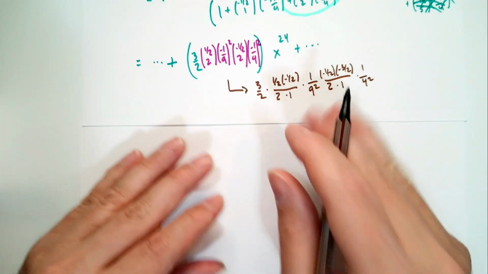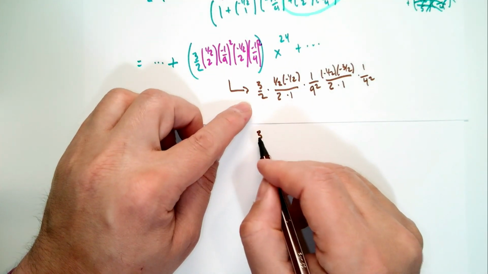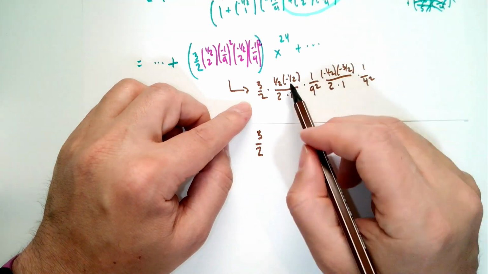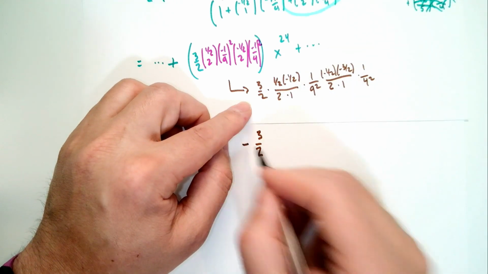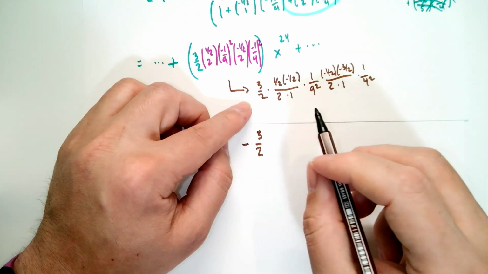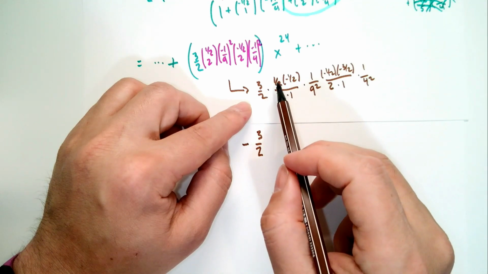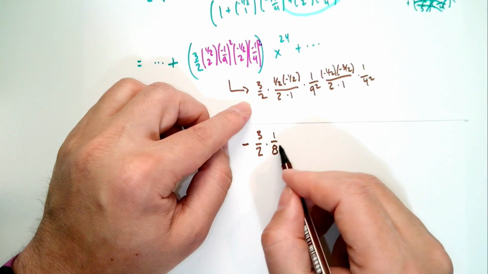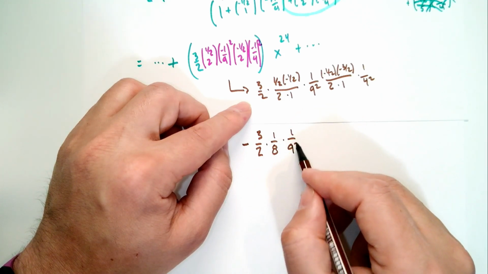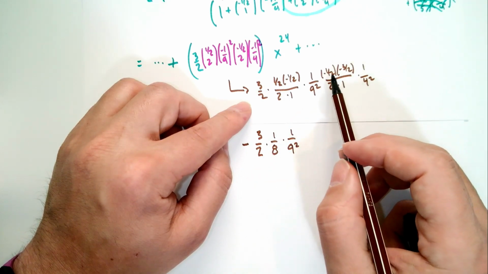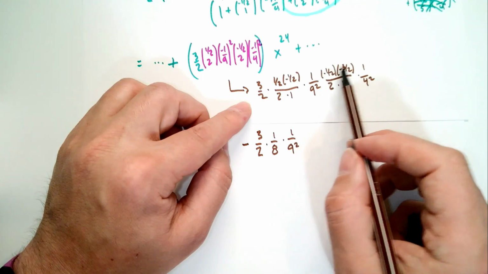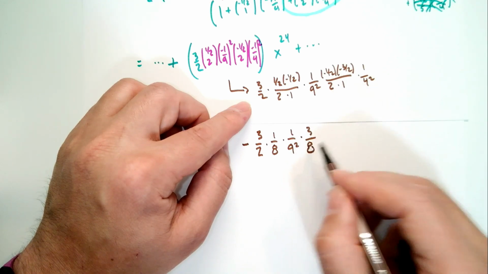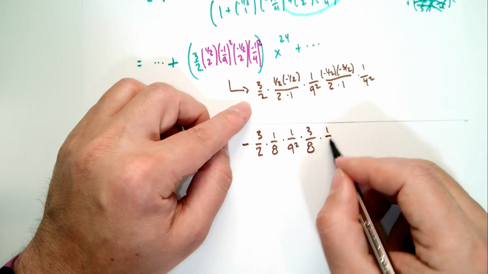I seem to want to keep going here because I feel like we're making good progress. Okay, so we have 3 over 2. And let's see, let's count our negatives. There's 1, 2, 3 negatives, so there's a negative here. And okay, so there's negative 3 over 2 here, a half, and a half, really. So that would be a 1 over 8. That's a 1 over 9 squared. Here I have a 3 upstairs, and then downstairs a 2, 2, 2, so that would be an 8. And then I have a 1 over 4 squared.